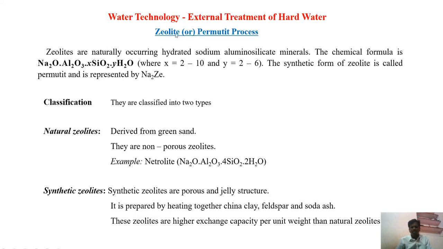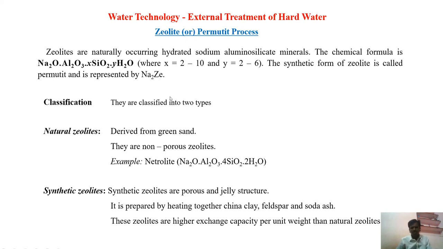Before going to that process, we have to know more about zeolite or permutit. Sodium aluminosilicates are called zeolites, and the chemical formula for zeolite is given here. Sometimes we can synthesize zeolite in the laboratory. Those zeolites are called permutit. That means permutit is a zeolite synthesized in the laboratory, that is, an artificial zeolite. Zeolite means sodium aluminosilicates available naturally. That is the basic important material used in this process.